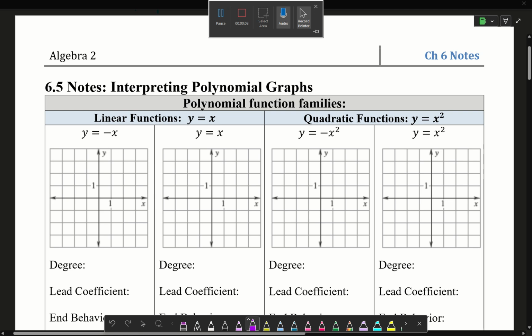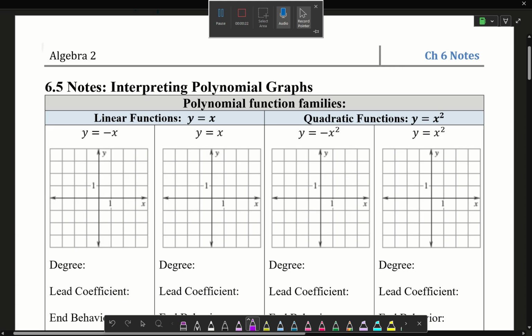All right. Welcome everyone to the Algebra 2 6.5 notes, interpreting polynomial graphs. We're going to talk about different kinds of polynomial graphs, how to identify some of their features, and we're going to talk about end behavior.